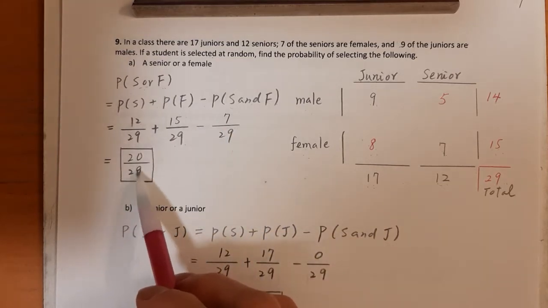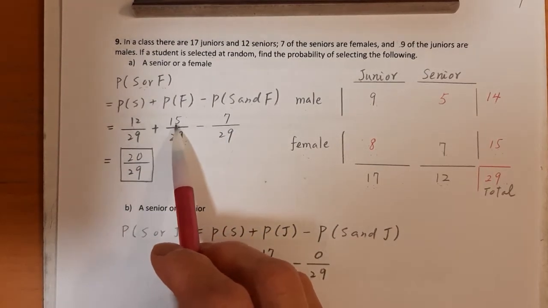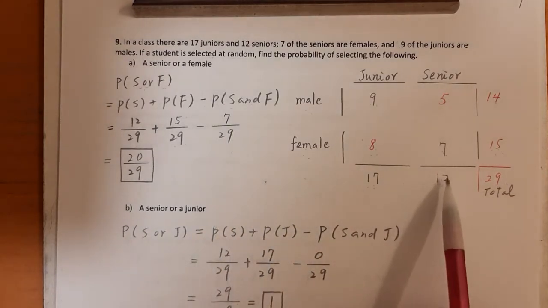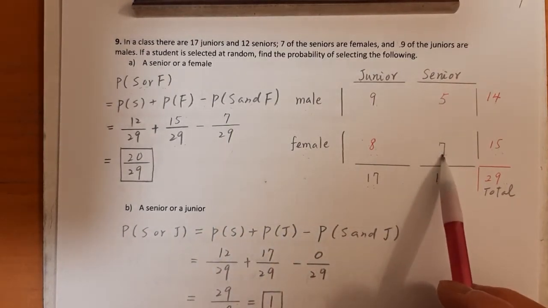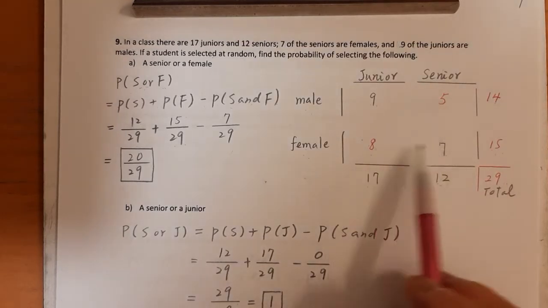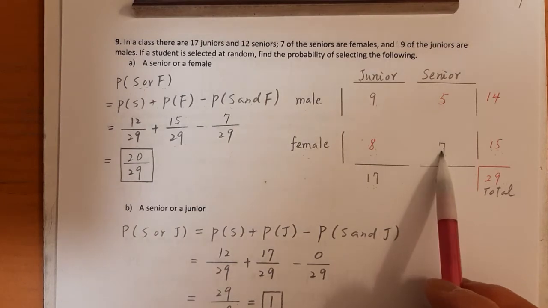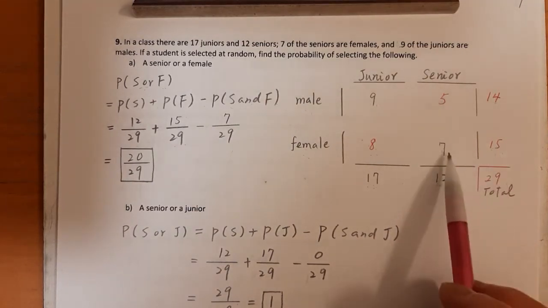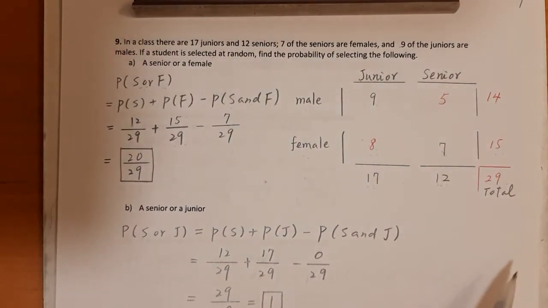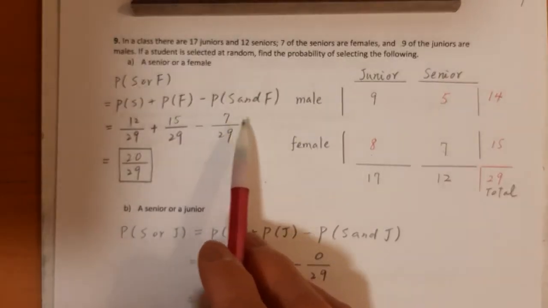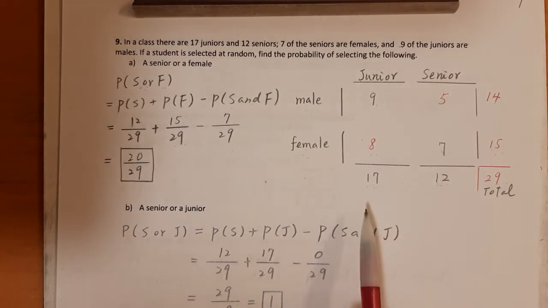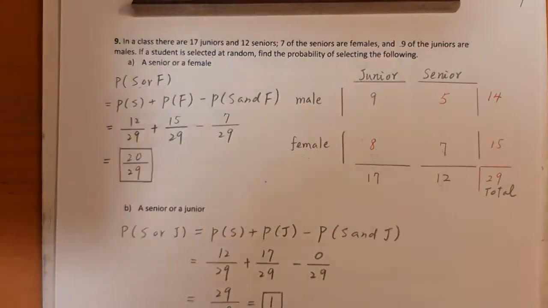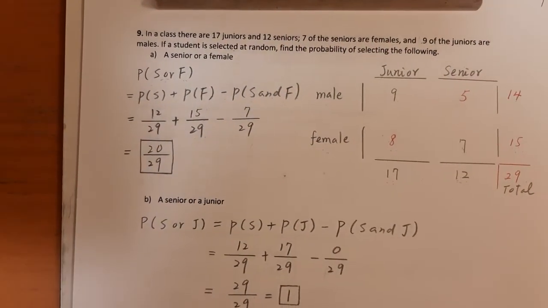They have the same denominator 29. So it's 12 add 15 minus 7. 12 is 5 plus 7, and 15 is 8 plus 7. This is double counting, because 8 add 7 already includes this 7. 5 and 7 add together is 12. So 12 add 15, this 7 is counted twice, so you have to take off 7. You can count 5 add 7 add 8, that is 20. So that is double counting, and we have to take it off.